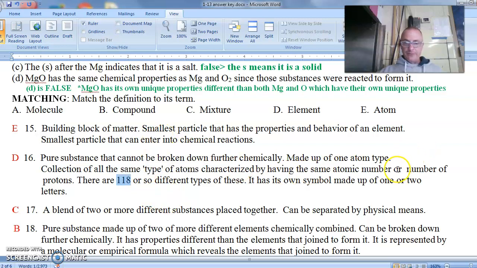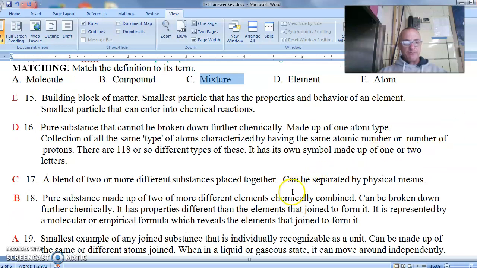That's elements. Number 17, what do we call a blend of two or more different substances that are placed together? So we're placing them together. Nothing's happening chemically. It's not a chemical reaction. We're just putting things together. That's what a mixture is. A mixture is just things placed together where no chemical reactions happen. You can separate mixtures very easily physically. You don't need a chemical reaction to undo a mixture.